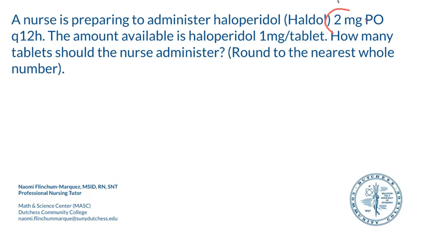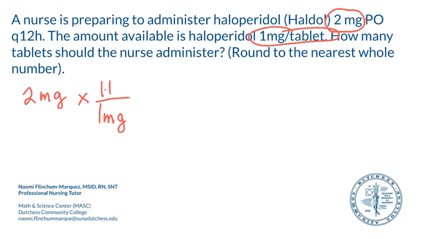It's not working. Hold on. Here we go. 2 milligrams by mouth. And it's available in 1 milligram per tablet. So we're going to try to figure this out by saying we have 2 milligrams. The amount available is 1 milligram per tablet. How many tablets should we administer?